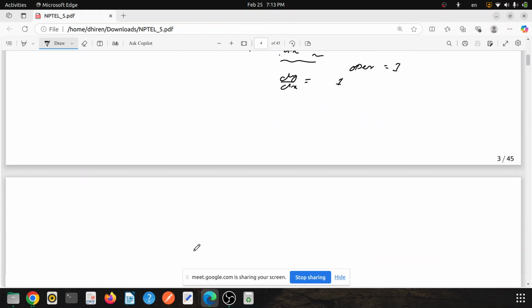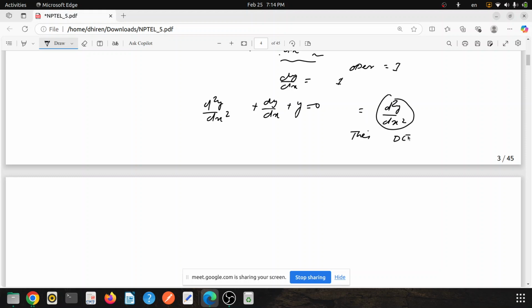Similarly, you can check for the differential equation d square y by dx square plus dy by dx plus y is equal to 0. Here you can see that there is a second order derivative, d square y by dx square. So this differential equation has order 2.